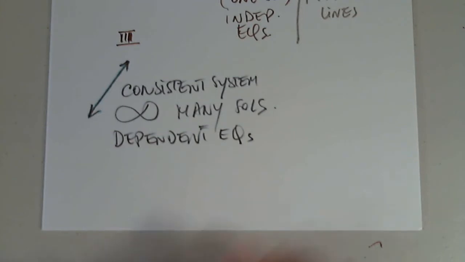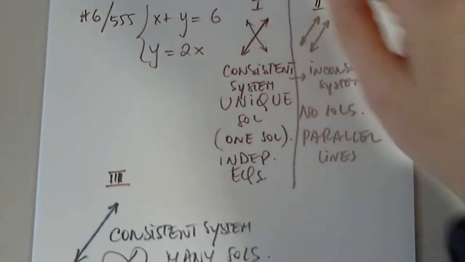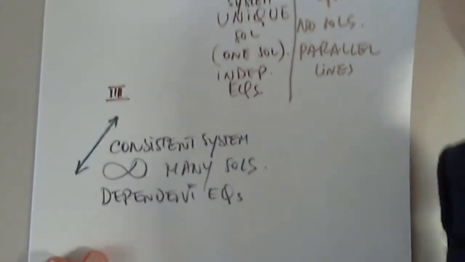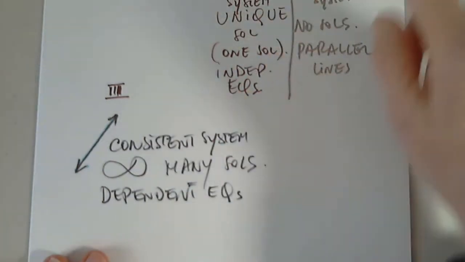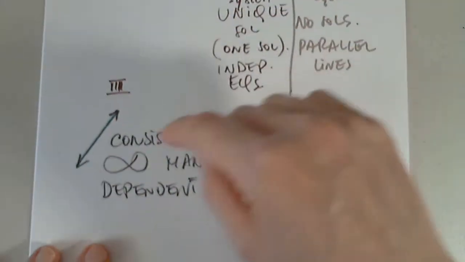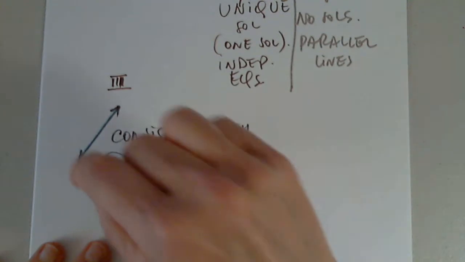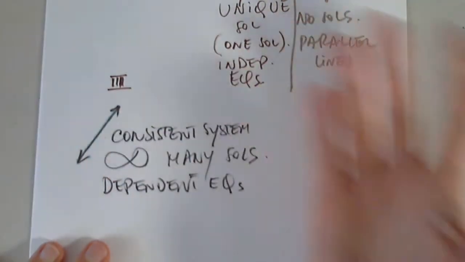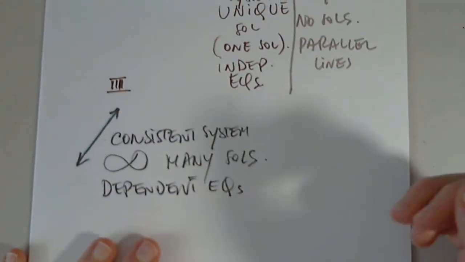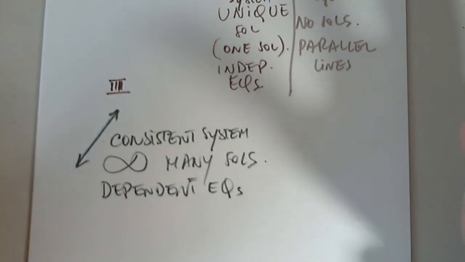Okay. So I'm given this system. I don't know which situation this is. Situation 1 with one solution, situation 2 with none, situation 3 with infinitely many solutions, where every point is a solution belonging to both. But I know what to expect.